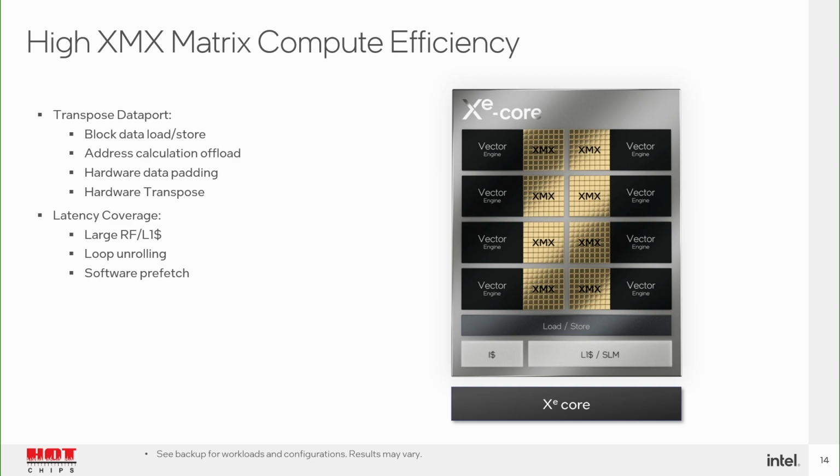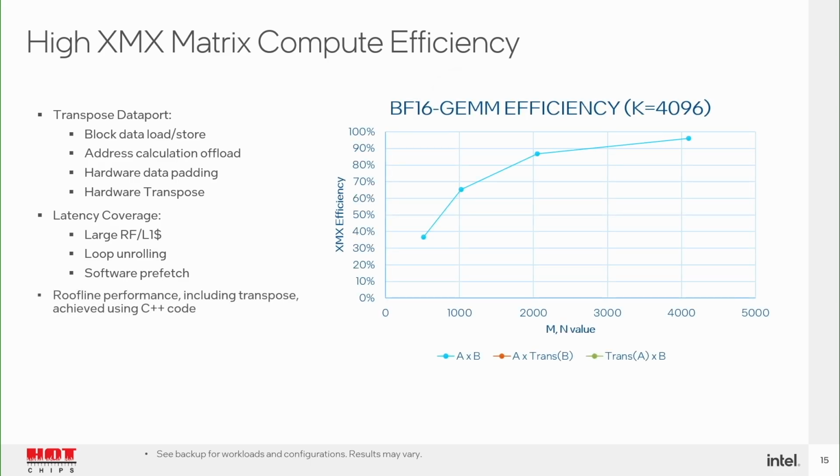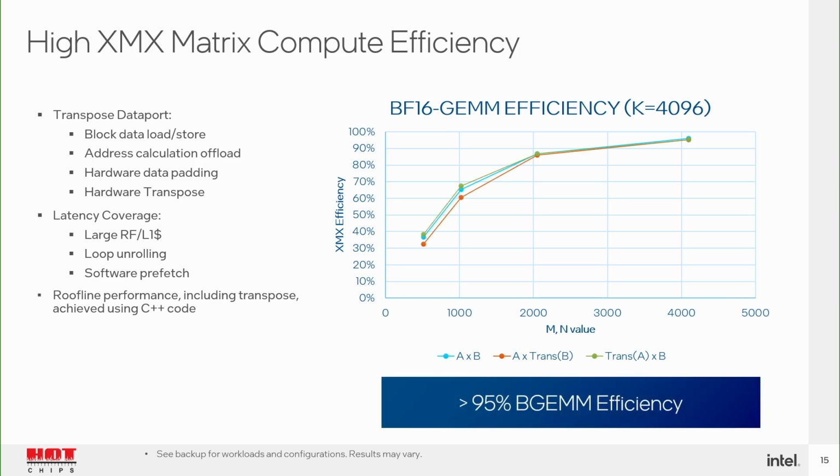Combine that with latency coverage techniques, large registers, large L1 cache, load loop unrolling, and also prefetch, we're able to sustain very high matrix operation throughput, as shown in this chart. The bfloat16 GEMM, the matrix multiplication operation, can reach over 95% compute efficiency for the machine. That's really difficult without all those operations offloaded from the machine.